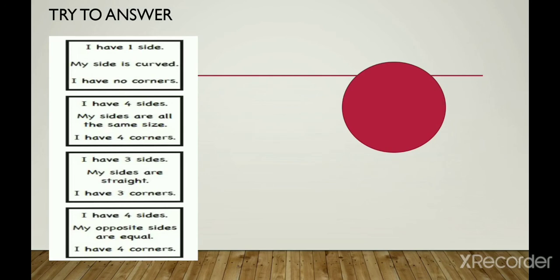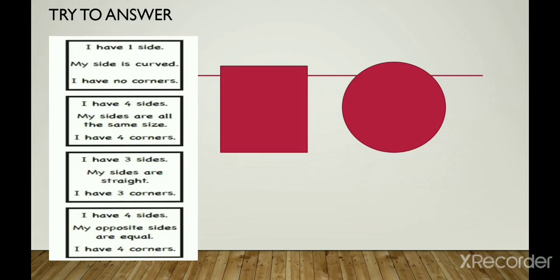Yes, circle. Coming to the next, I have 4 sides. My sides are all the same size. I have 4 corners. Any idea about this particular example? Yes, it's a square where we have 4 sides and all the sides are of the same size or the same length.